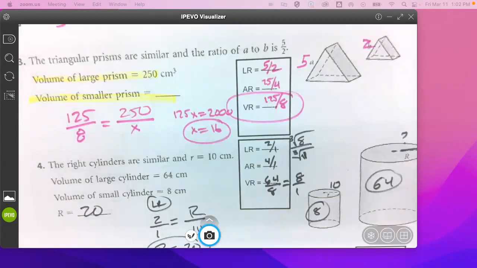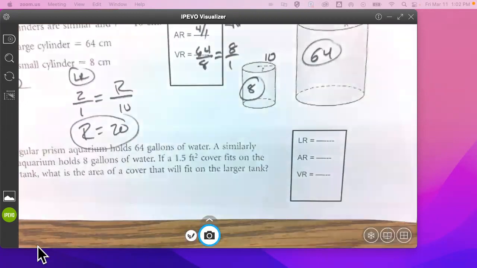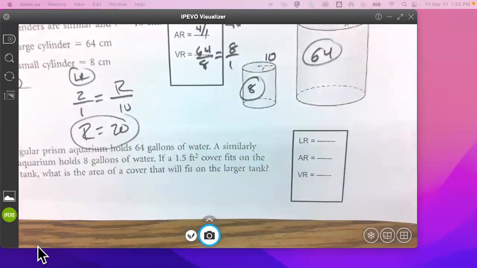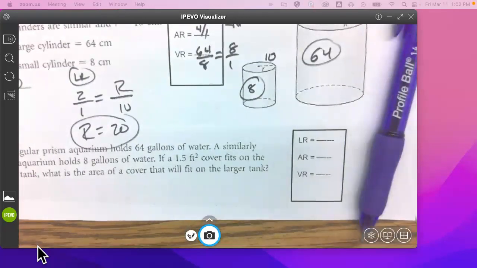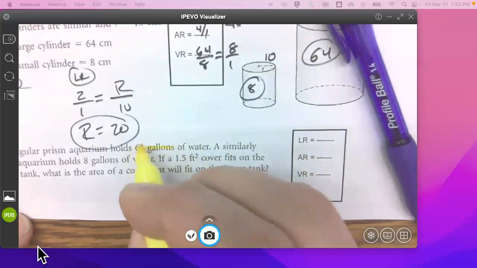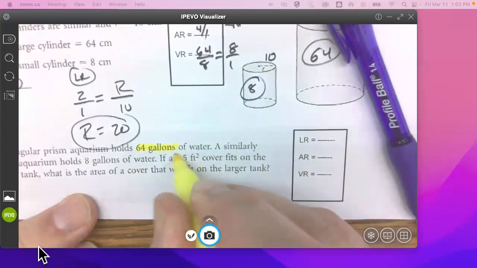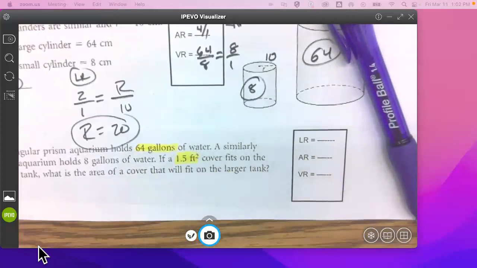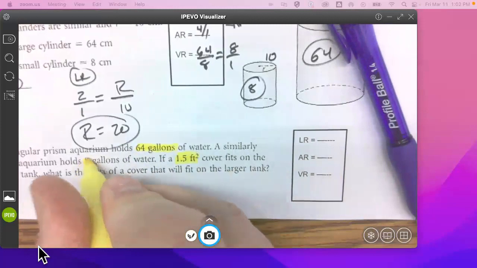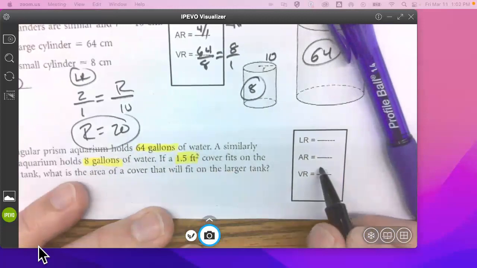Okay, so let's do this step by step. What's the first step? Plug it in. That gives me something. Somewhere in here are 2 corresponding values. They could be 2 length values, 2 area values, or 2 volume values. I see 64 gallons. Is that a length, area, or volume? I see 1.5 feet squared. Is that a length, area, or volume? And I see 8 gallons. So that's another volume. So 2 of these are volumes. So I'm going to go with a volume ratio, 64 to 8.